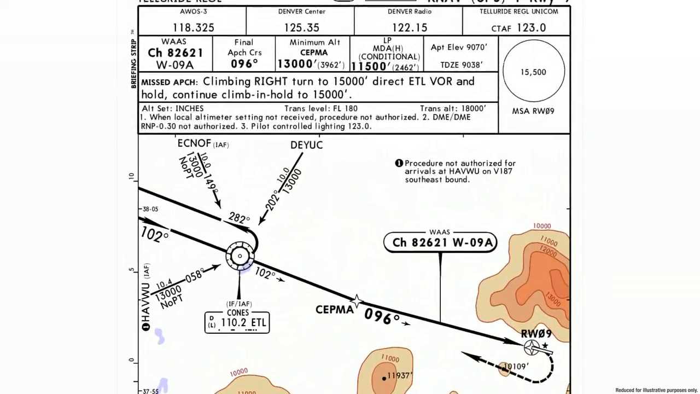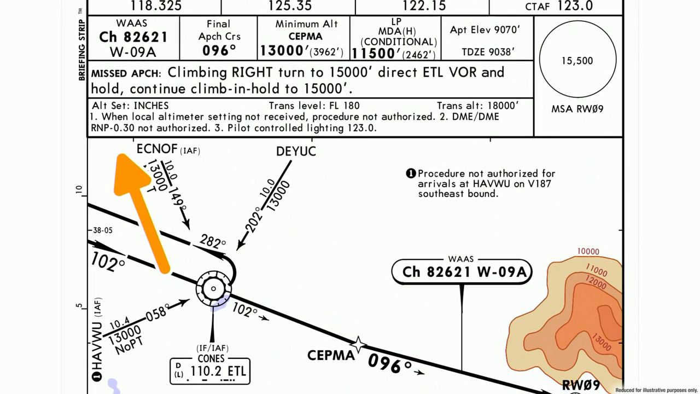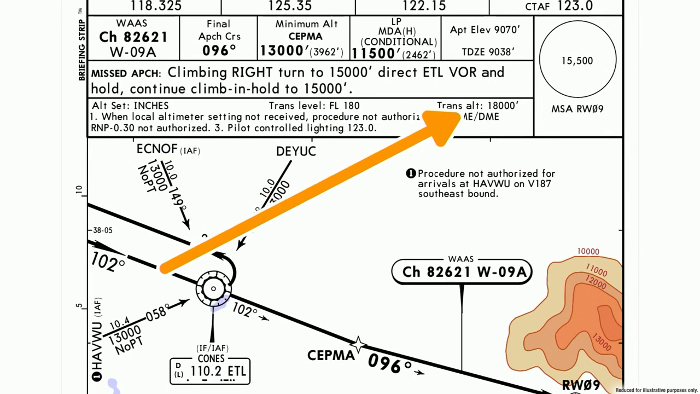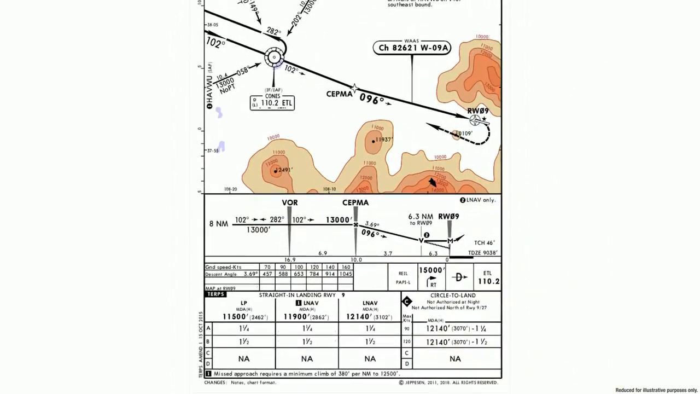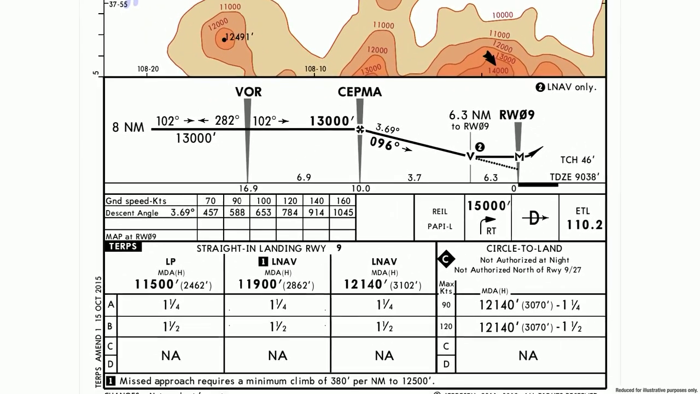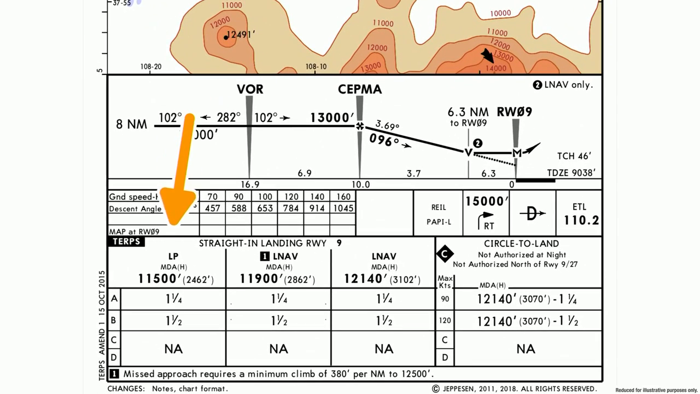And if we look at the chart's general notes, you'll notice it doesn't say anything about climb gradient here. So essentially, going back to the minima, what that means is you need to be able to make 200 feet per nautical mile here, 200 feet per nautical mile here, and here you would need to make 380 feet per nautical mile. Okay, the lowest you can get here is with LP guidance down to 11.5.